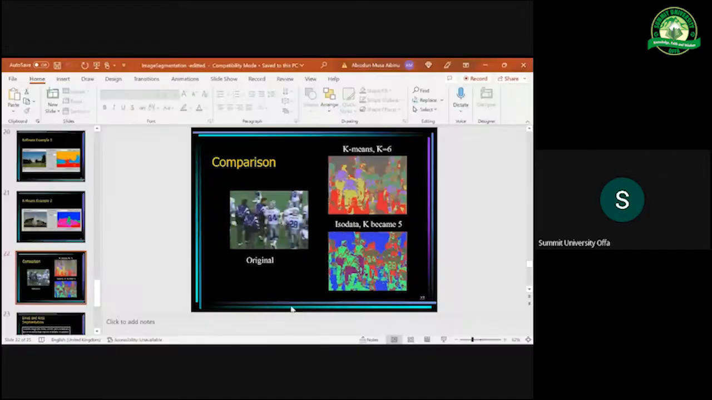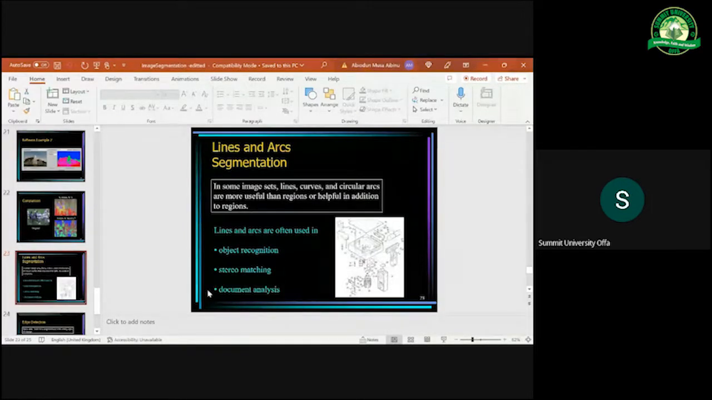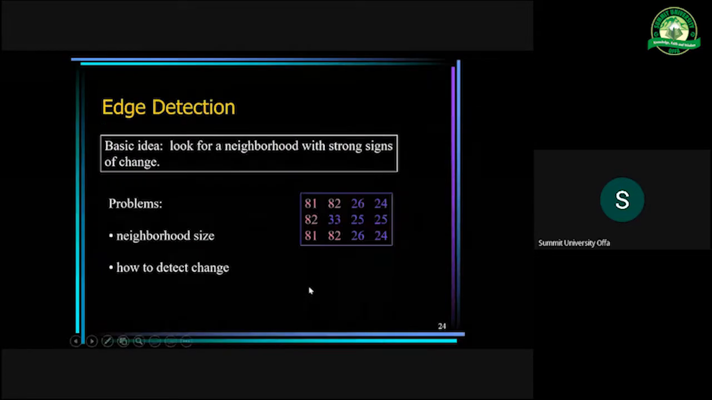This is another one. You can cluster into multiple classes. That's what I want us to know. You can do more than binary clustering. And also for lines and arcs, you can use it to recognize objects or do what is called document analysis and pattern matching. So lastly, you can also do edge detection.